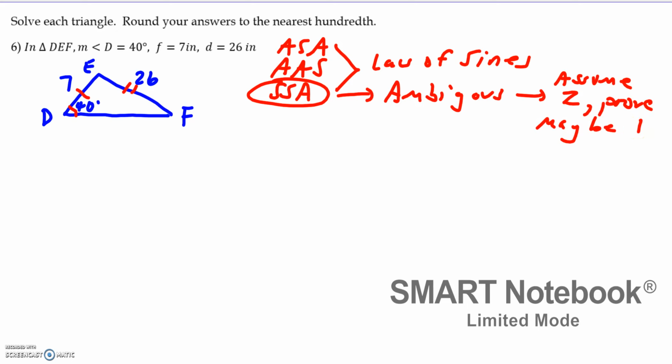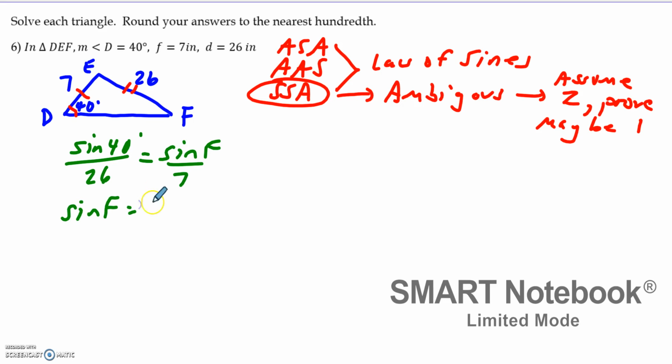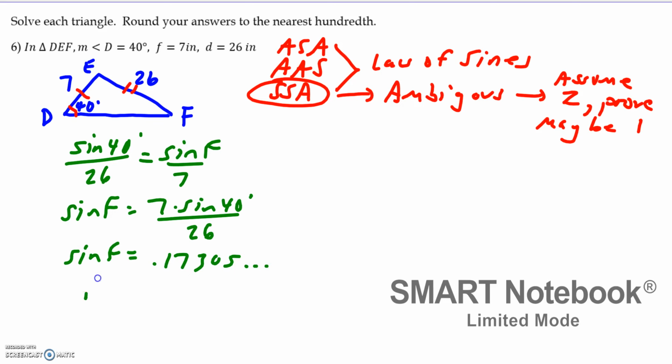So we need to start with the law of sines, because it does apply, because I have enough information. We can say sine of 40 degrees over 26 is equal to sine of angle F over 7. And if I cross multiply, I get that the sine of F is equal to 7 times the sine of 40 all over 26. If I plug 7 times the sine of 40 degrees divided by 26 into my calculator, you would get sine of F equals 0.17305 and so on. To get F alone, you have to take the inverse sine of 0.17305. If you do that in your calculator, I got the angle F to be 9.97 degrees.